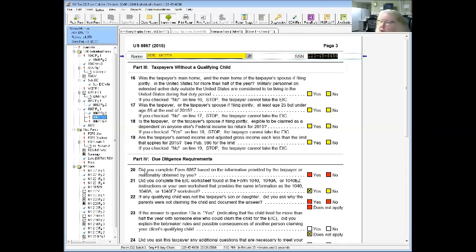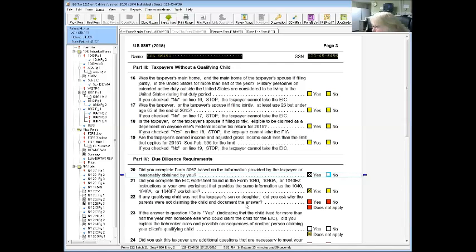And they're asking you, the preparer, did you complete form 8867 based on the information provided by the taxpayer or reasonably obtained by you? Yes, because they're sitting right in front of you. You're asking them the questions. So yes. If the qualifying child was not the taxpayer's son or daughter, did you ask why the parents were not claiming the child?